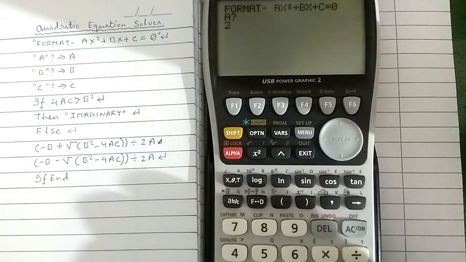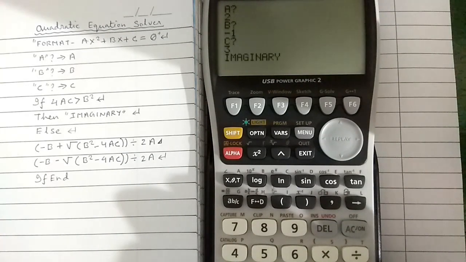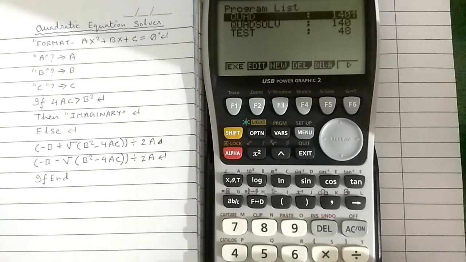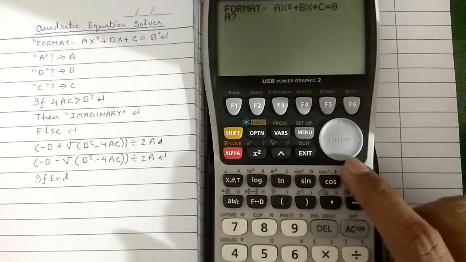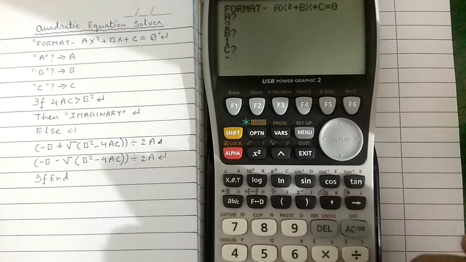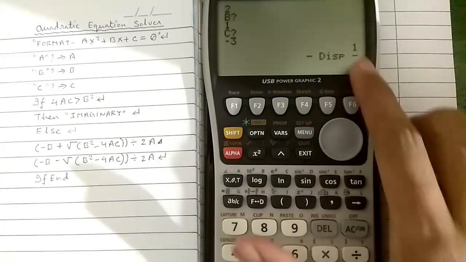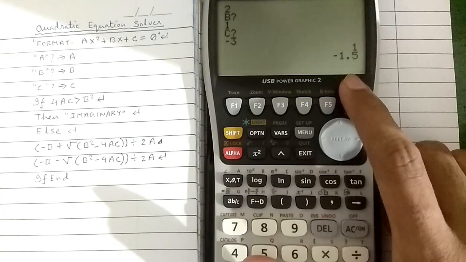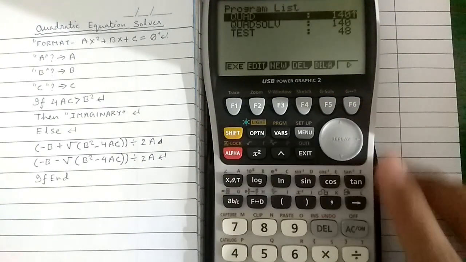Let's enter A is 2, B is -1 and 3. So it will give you imaginary root. Press exe again, exe to run again. 2, 1, -3, and it will give you the first root. Press exe again to get the second root. Press exe again to exit.